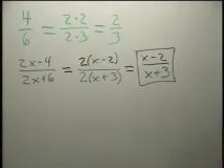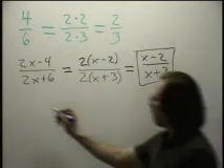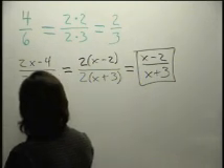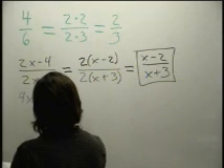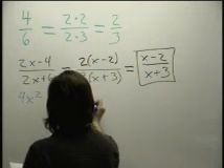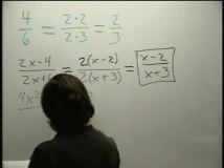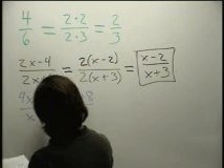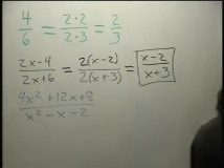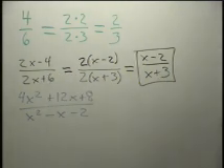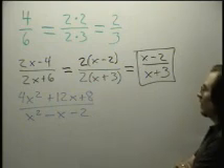Let's look at another example. We'll take 4x squared plus 12x plus 8 divided by x squared minus x minus 2. We want to write this in lowest terms.